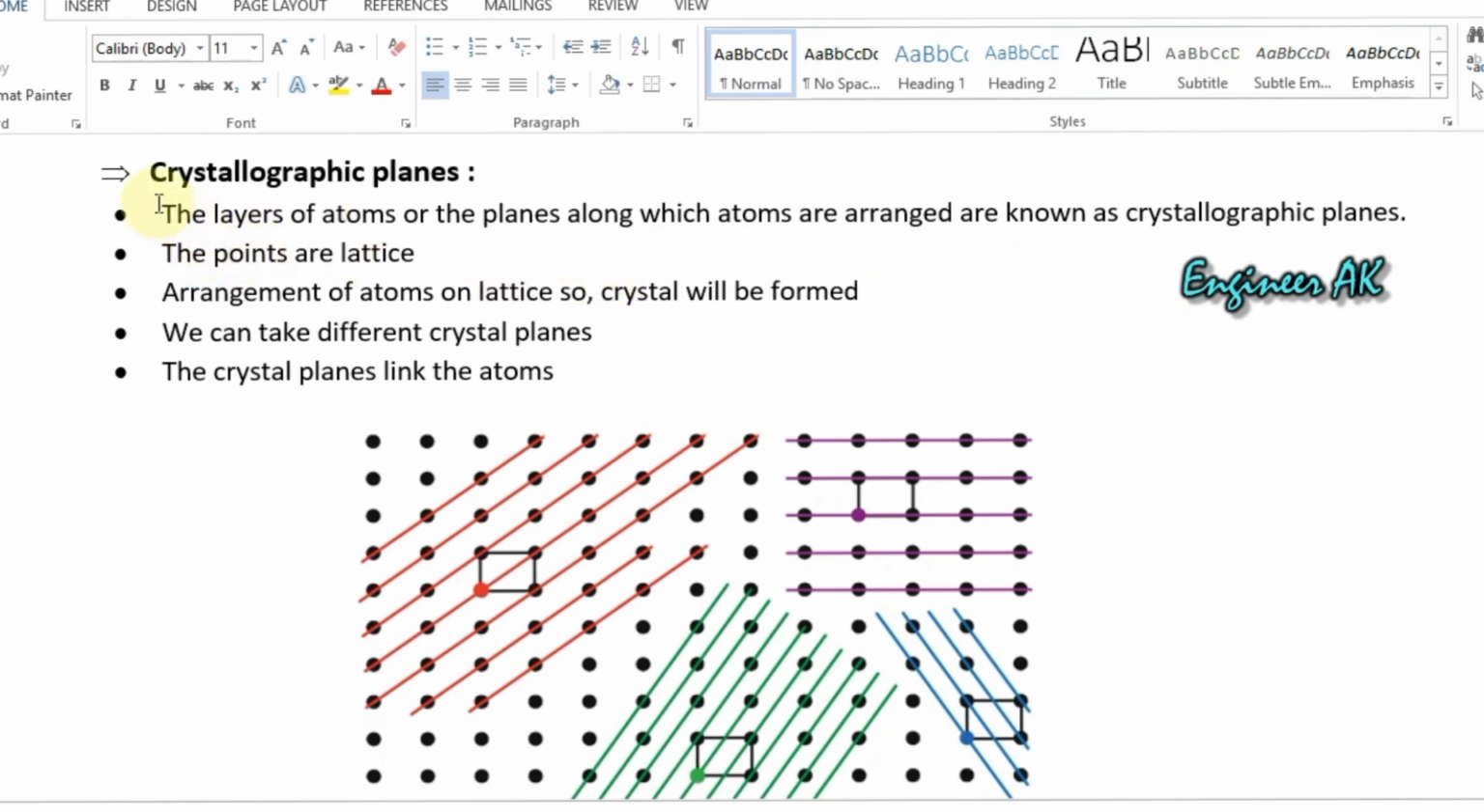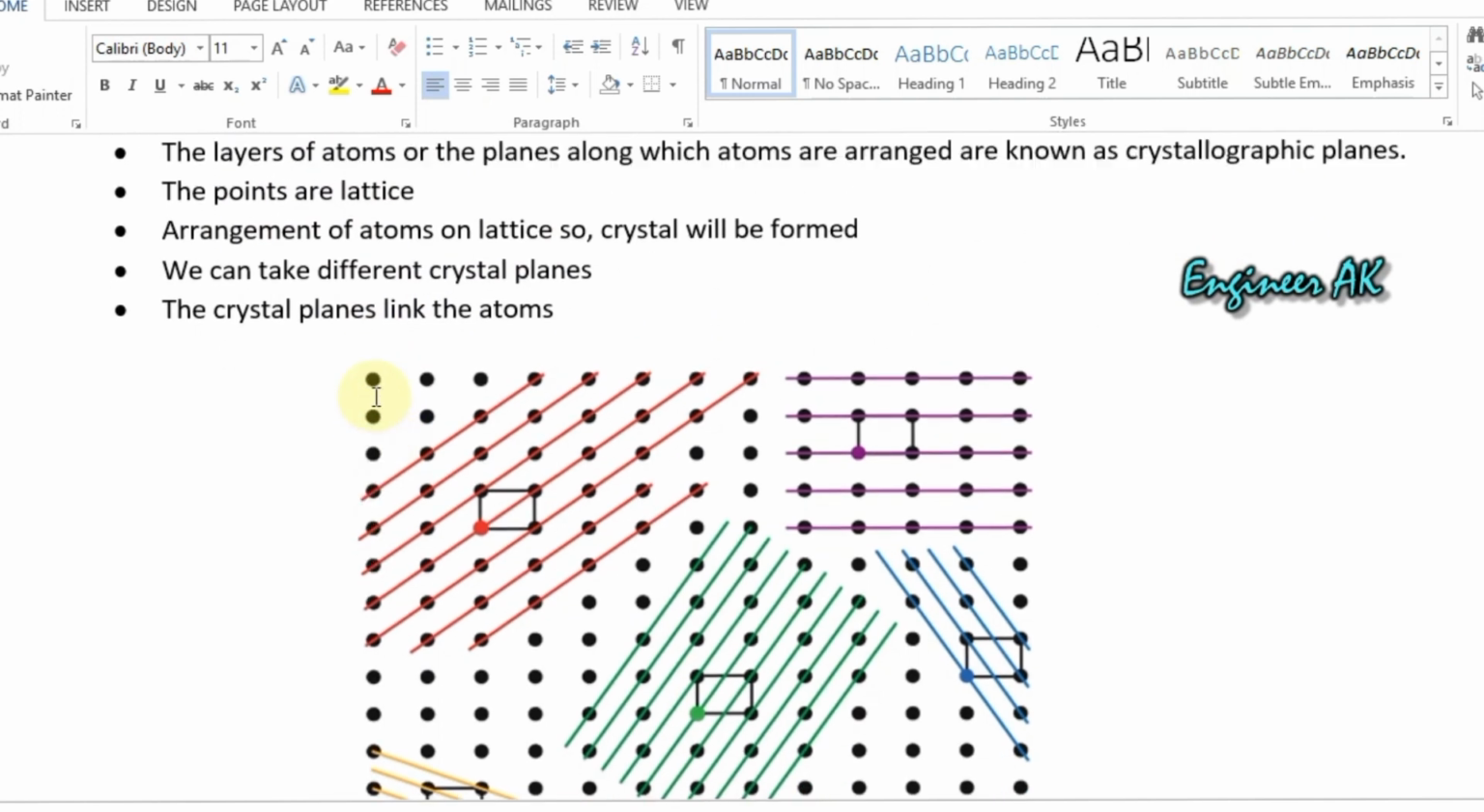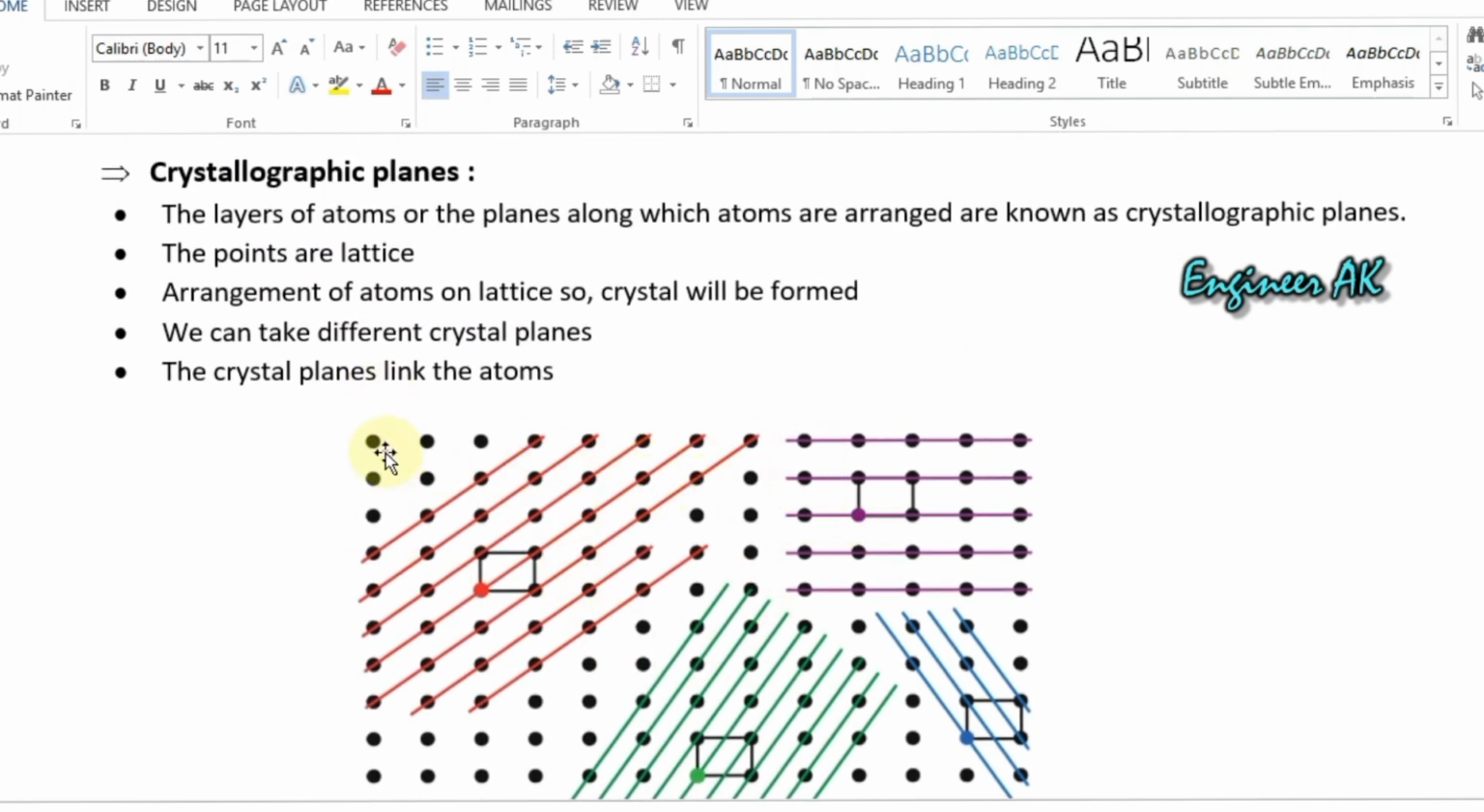So let's get started. So what is a crystallographic plane? The layers of atoms, or planes along which atoms are arranged, are known as crystallographic planes. Let's suppose in this diagram you can see there are points, these black dots. These points are called the lattice, as we have studied before in the topic of crystal structure. And the arrangement of atoms on the lattice gives a crystal.